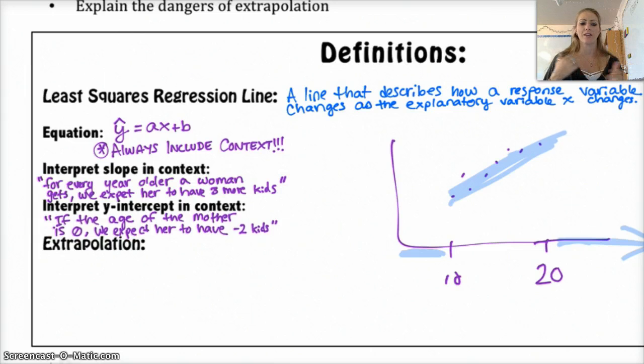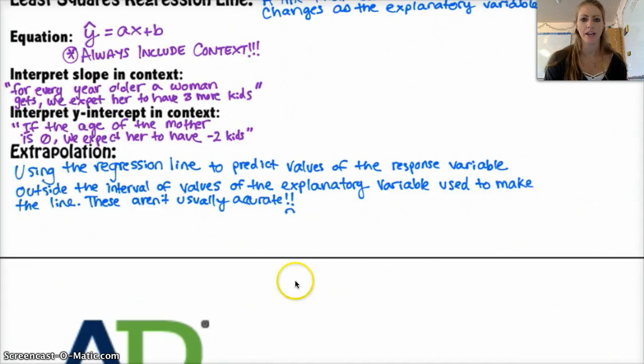And so in the case of the mother having -2 children, right, the y-intercept in that case was actually extrapolation because it doesn't make any sense with the context of the problem, and our data was not within the range of 0 to 20 or whatever. The age of the mother, we weren't even studying mothers who were age 0. So that would be extrapolation. Okay, so there it is written down for you.